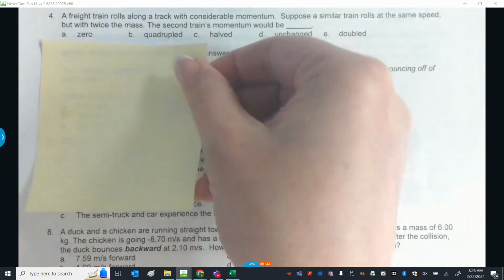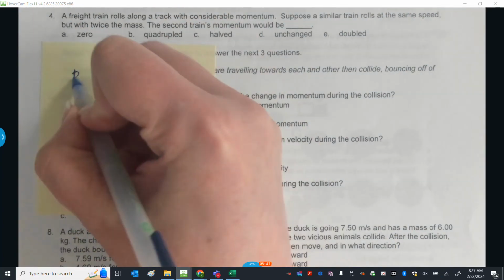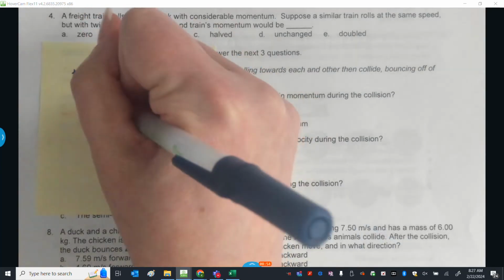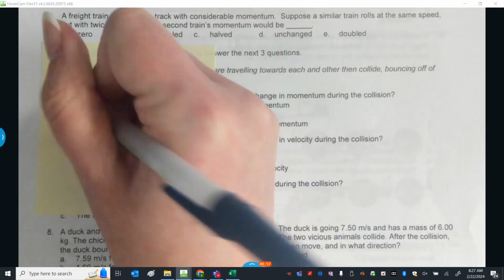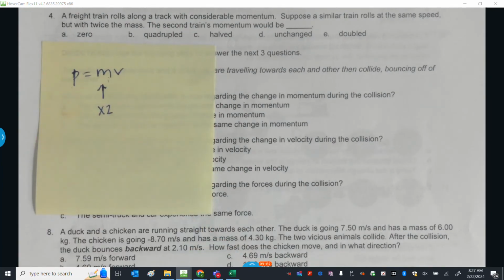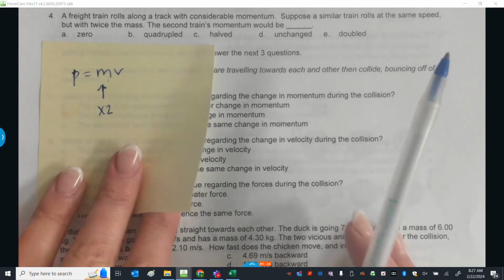The momentum equation, again, is P, momentum, equals mass times velocity. It says here that the velocity is the same speed. And so the question is, how does doubling this mass affect this? And if you double your mass, you will also double your momentum. They are directly proportional to each other. And so that second train's momentum would be doubled, and that is answer choice E for number 4. Not a single one of you missed that in this class period. So everybody got that one right, which is great, because we should be doing good with these proportional reasoning questions. Questions about number 4, though?